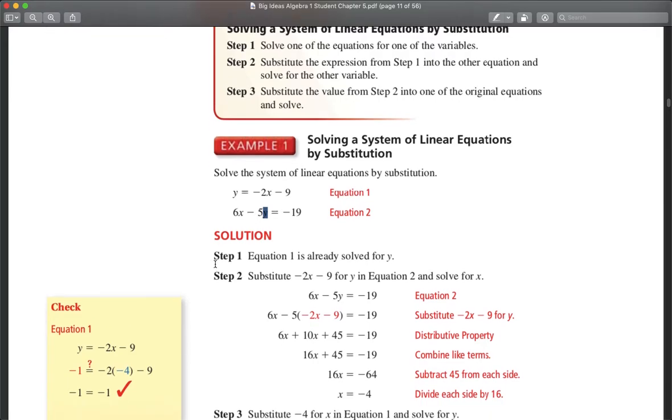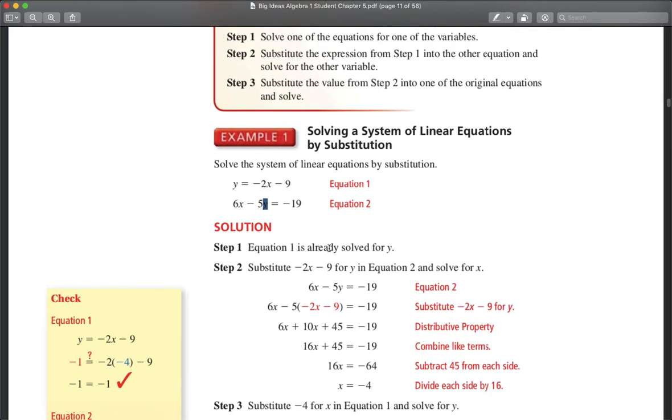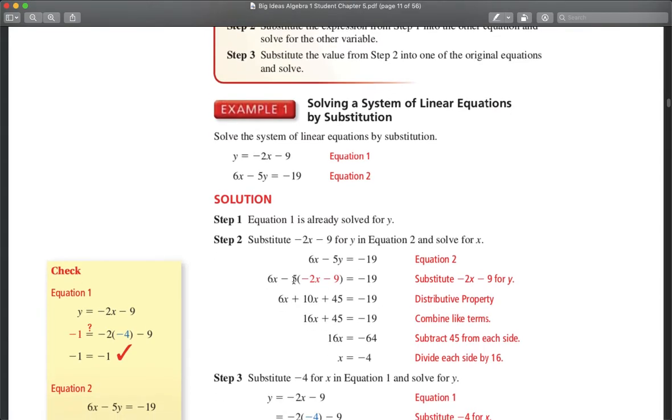So here's the solution. Step 1, equation 1 is already solved for y, like we mentioned before, y equals whatever this is. Step 2, substitute negative 2x minus 9, which is what y is equal to, for y in equation 2 and solve for x. So notice we're using the second equation. Instead of writing the y here, now we're going to write what y equals. And so remember to always put parentheses. We start to distribute. Negative 5 times negative 2x becomes positive 10x, right?